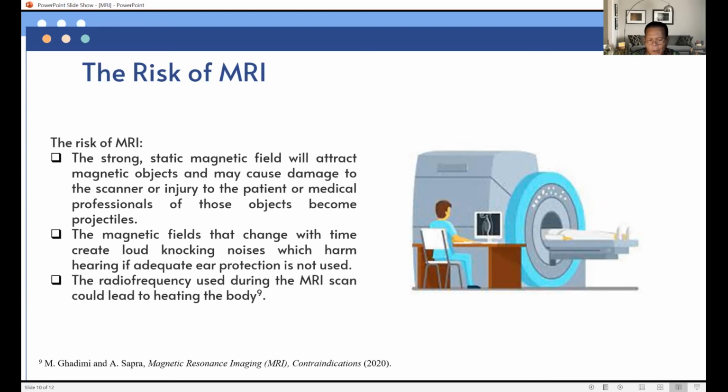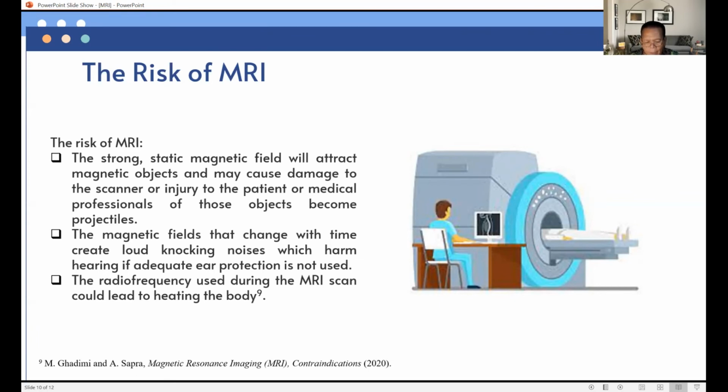The strong static magnetic field will attract magnetic objects, from small items such as a key or cell phone to heavy items such as an oxygen tank or floor buffer, and may cause damage to the scanner or injury to the patient or a medical professional if those objects become projectiles. Careful screening of people and objects entering the MRI environment is critical to ensure nothing enters the magnet area that may become a projectile.